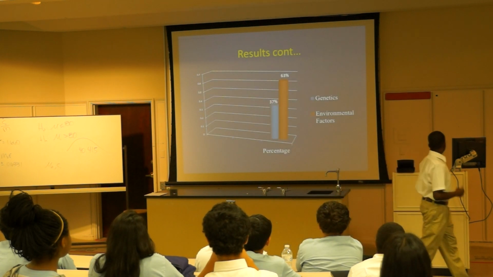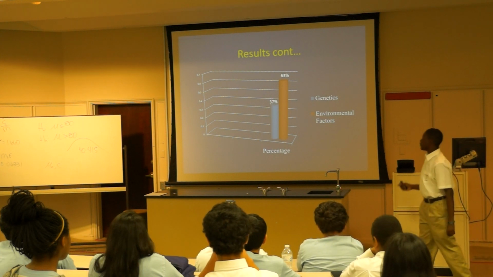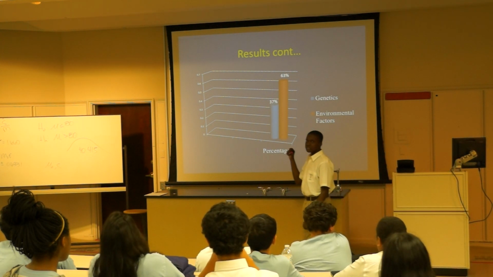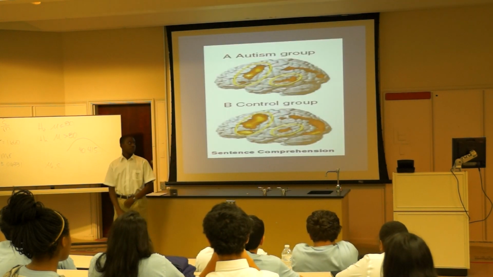Next slide. This is the graph I made. So you can basically see that environmental factors is the highest leading cause of autism, and the second leading cause of autism is genetics. Next slide.